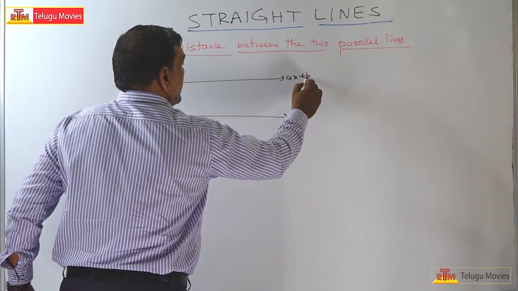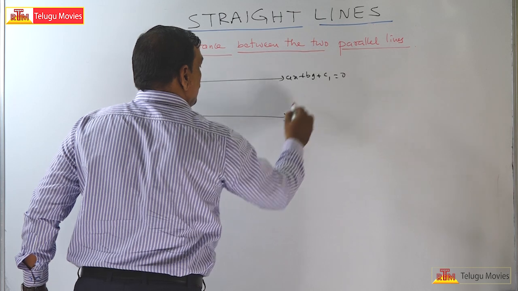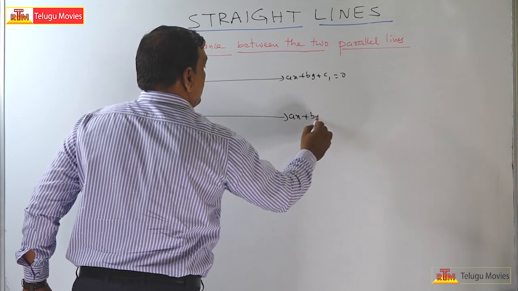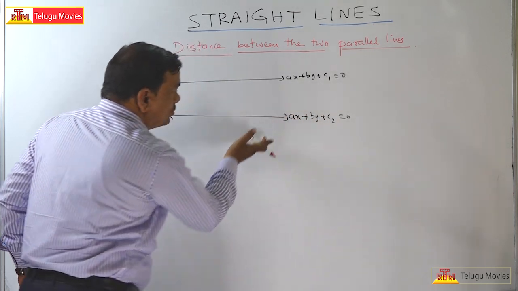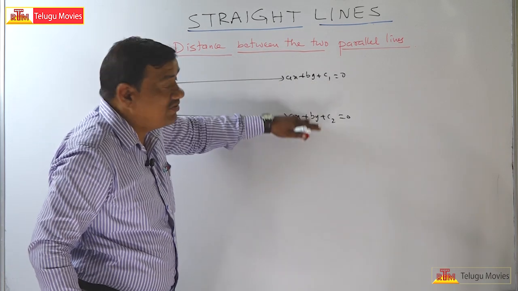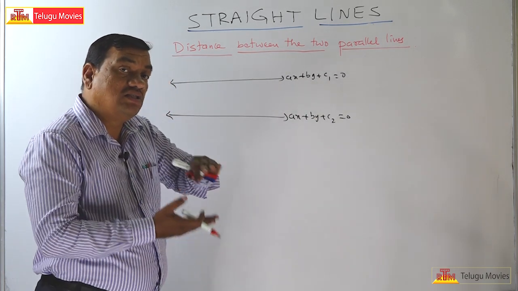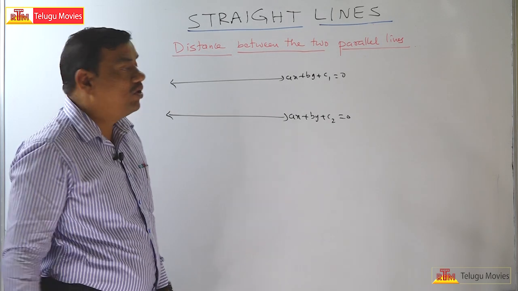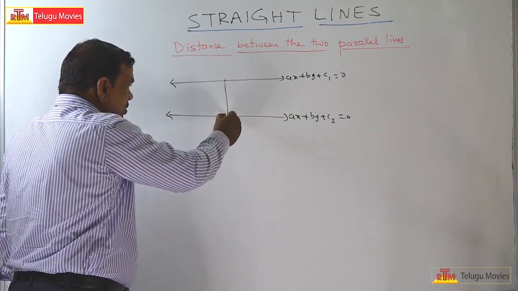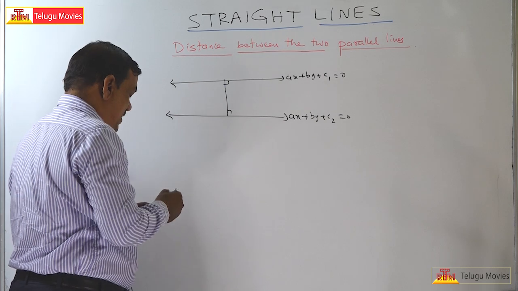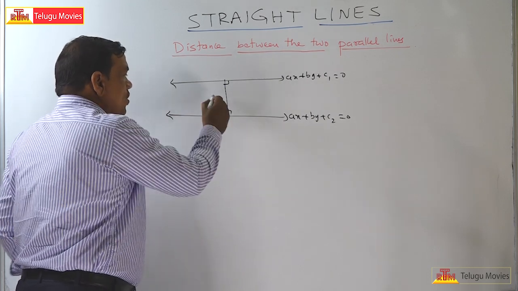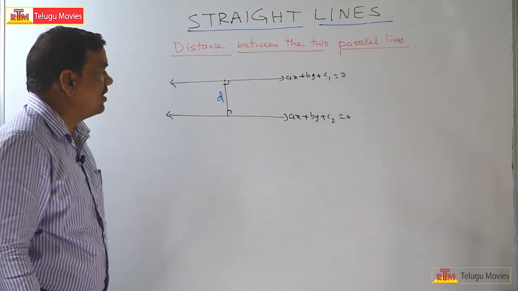So this is ax plus by plus c1 is equal to 0, ax plus by plus c2 is equal to 0. Already we know that the equations of two parallel lines differ by the constant term only. Now, if we want to find out the distance between these two parallel lines, that is equal to d.